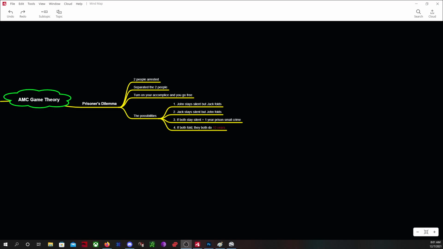Now, the possibilities with the prisoner's dilemma are going to be that I'm just going to call them John and Jack. So John stays silent, but Jack folds, meaning that the one would go to prison for 10 years and the other one gets off scot-free. And then the same thing in reverse. Jack stays silent, but John folds. Third outcome would be that if both stay silent, they do 1 year in prison for a small crime.